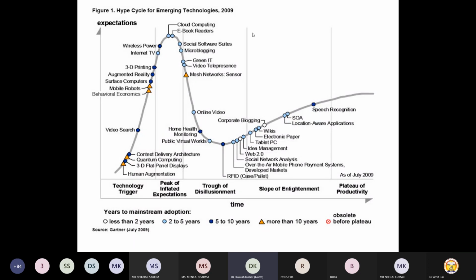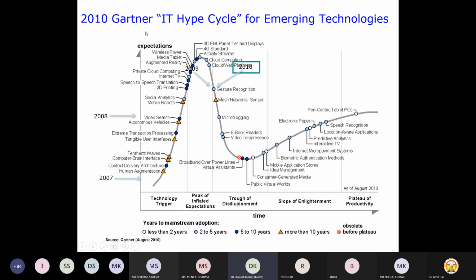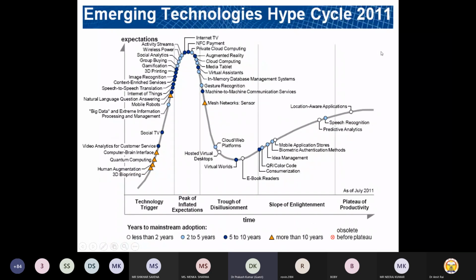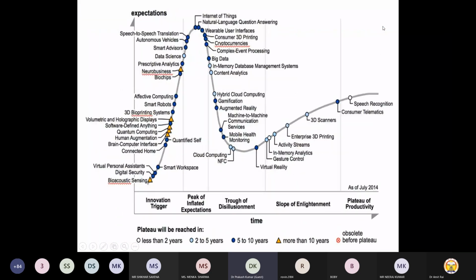Now let us move ahead. Technology trend in 2010 was something like this. Technology trend in 2011 was something like this. Technology trend in 2014, let us look at 14. Now at this point of time, even IoT took birth. Internet of Things. This one means 5 to 10 years for mainstream adoption.